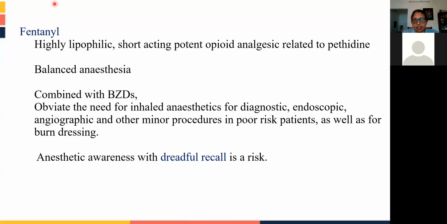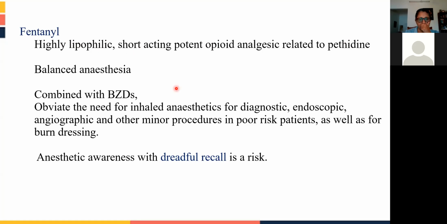The next drug is fentanyl. Fentanyl is highly lipophilic, and it is an opioid analgesic. It is related to pethidine, and it is used for balanced anesthesia. That means it is used along with other anesthetic agents.